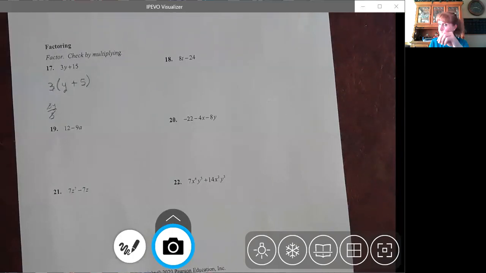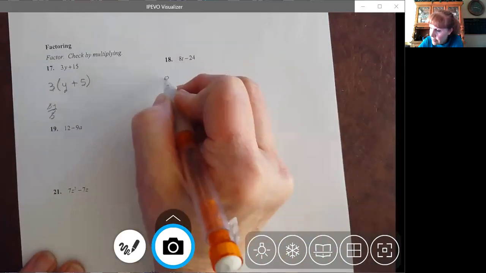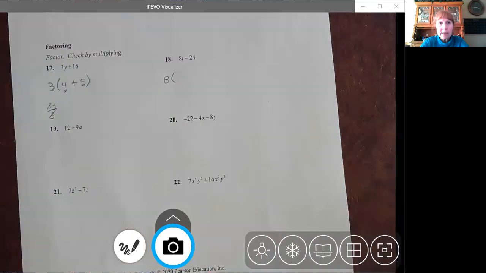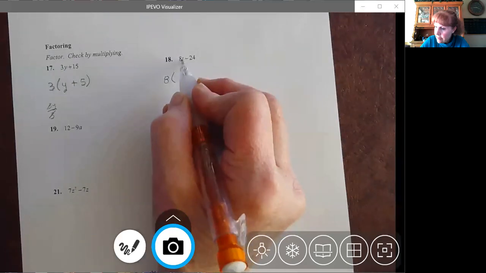What goes into 8 and 24? Well, 2, sure, but higher, 4, yep, but higher, 8. 8 goes into both 8 and 24. All right, so we have an 8 out front. That's our greatest common factor. So what do we multiply the 8 by to get this?